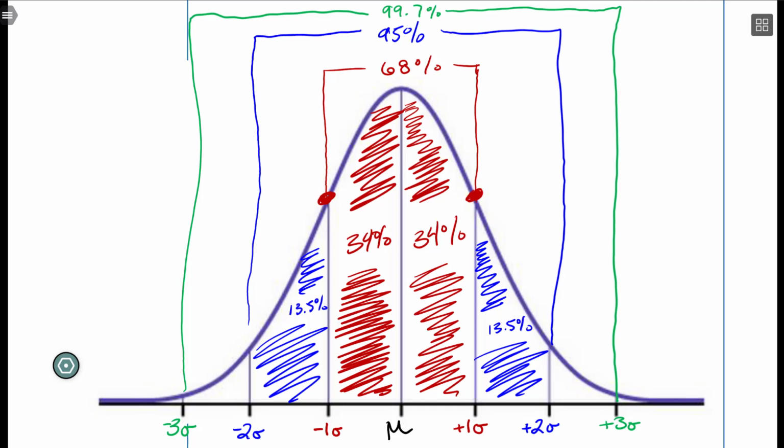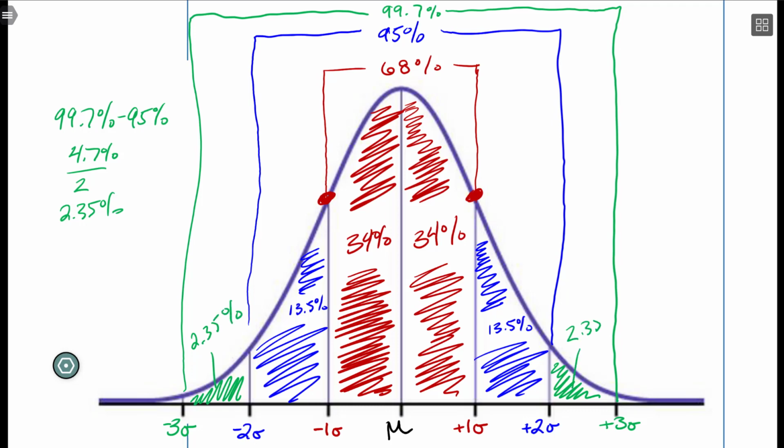Well, now we can do the same tack that we did before by looking at, if I've accounted for now 99.7% of all observations, and I've already accounted for 95% of them, that means I have 4.7% left for these 2 shaded regions. But I've got 4.7% divided by 2, and that's going to give me 2.35%. So 2.35% of all observations will be within this shaded region.